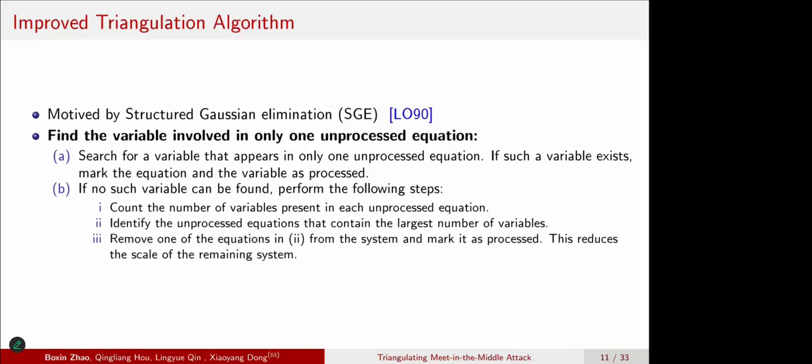First, we also search for a variable that appears in only one unprocessed equation. If such a variable exists, mark the equation and the variable as processed. But if no such variable is found, count the number of variables in each unprocessed equation. Then remove the equation with the most variables and mark it as processed. This modification allows the algorithm to continue reducing the number of free variables, even for complex nonlinear systems.